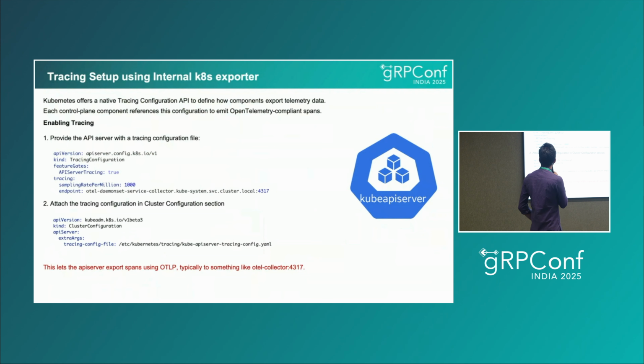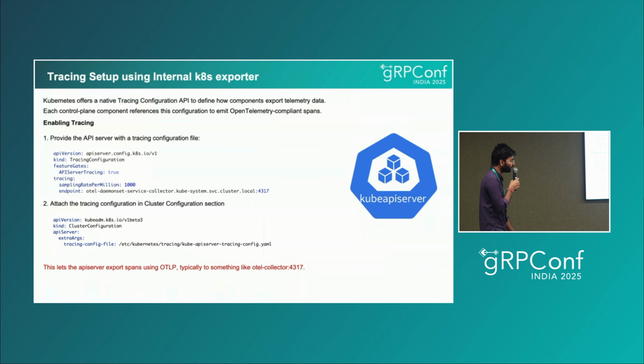Now, once the tracing is enabled, you need to collect it somewhere, right? For that, we are using the OTel service collector, which runs as a daemon set in our Kubernetes cluster and listens on port 4317. In the endpoint, we have mentioned the same collector name and port 4317. Now, this configuration is stored in a config file, which you need to pass as an extra argument over the cluster configuration of the API server. With this configuration, the tracing will be enabled for the component kube-apiserver.